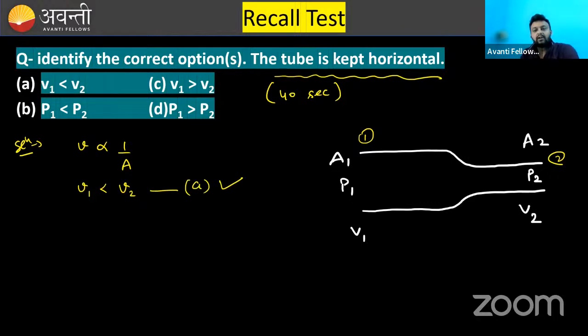Now come to pressure. What I have told you: in a horizontal tube, if velocity increases, then pressure decreases. At this point, velocity is more, so pressure will be less. So P2 is less than P1, which is option B. So these two options are correct. Which two options? Option A and option B are correct.